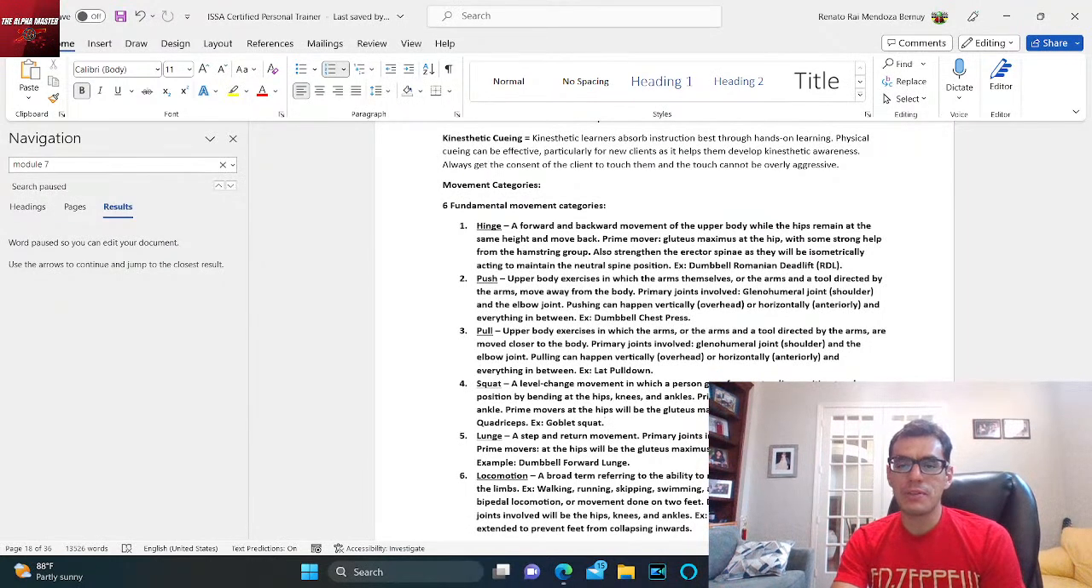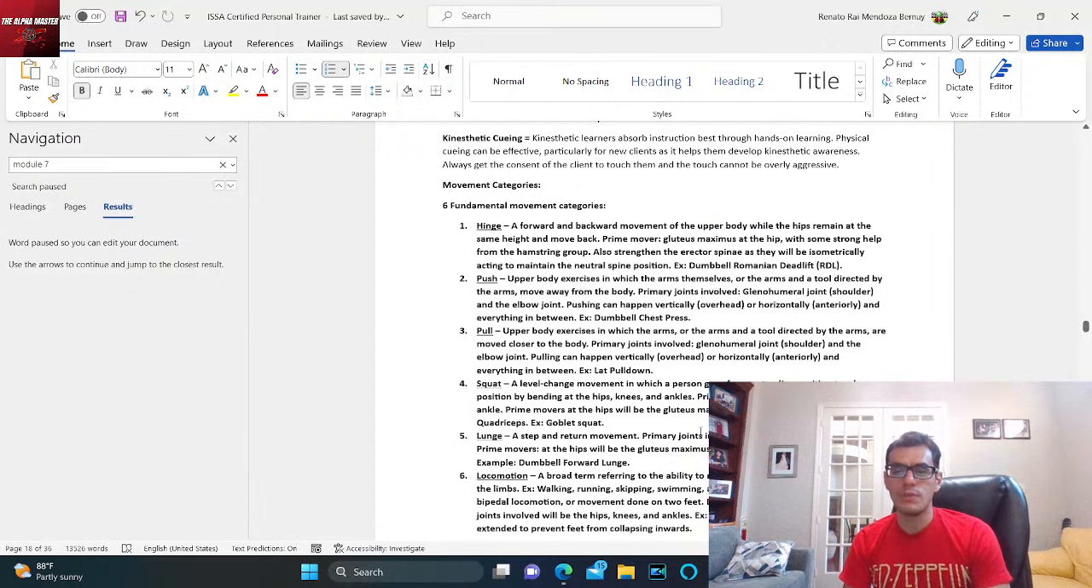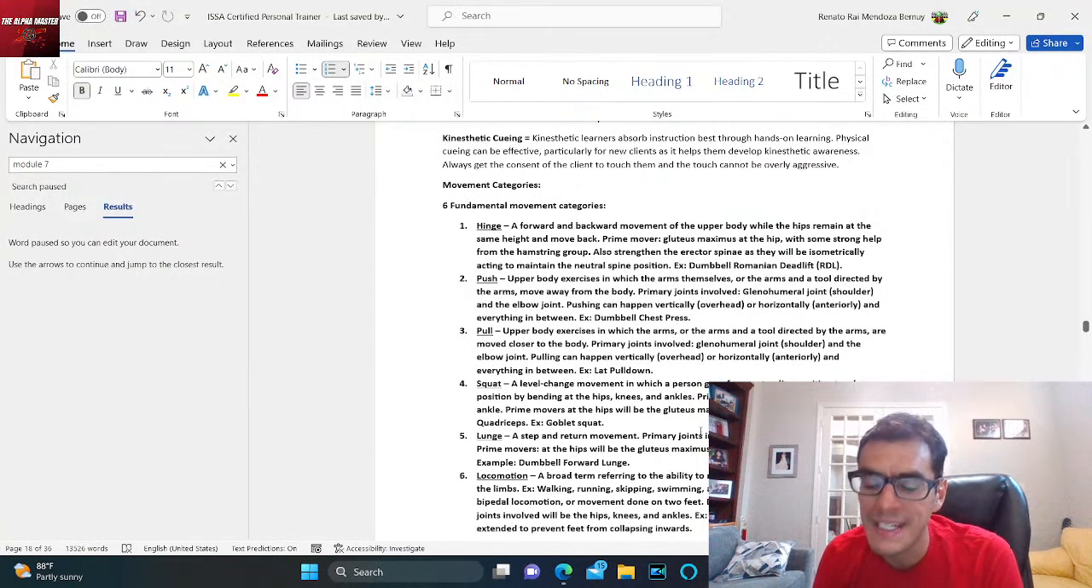A lunge is a step and return movement. The primary joints involved are going to be the hip, the knees, and the ankle joints. The prime movers at the hips will be the gluteus maximus, and at the knees will be the quadriceps as well.